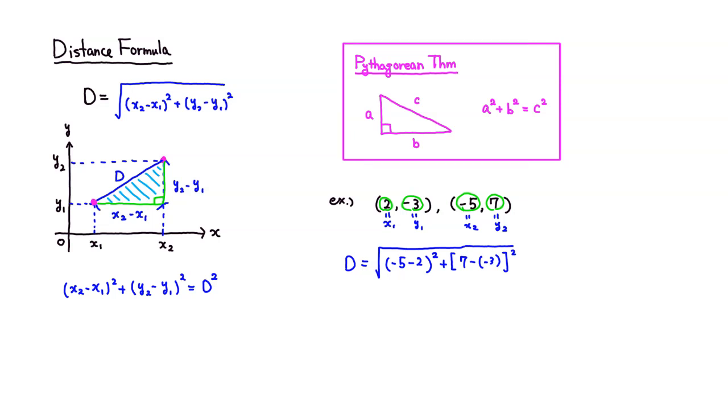So this is going to be equal to the square root of negative 7 squared, so it's 49, plus 7 plus 3, which is 10. 10 squared is 100. So this is going to be equal to the square root of 149. All right, that's it. I hope that this was clear.